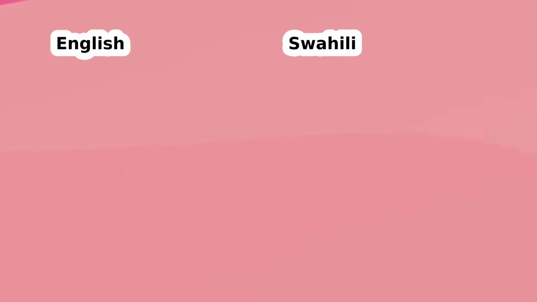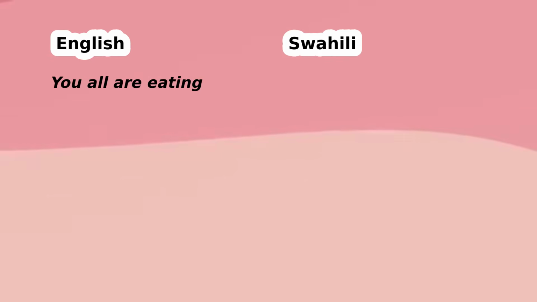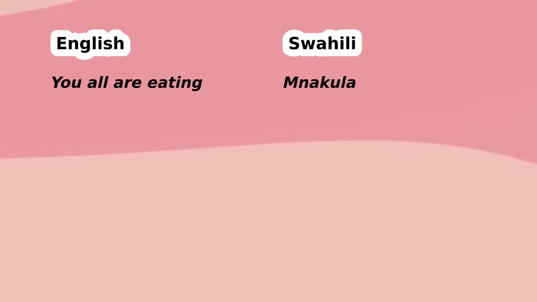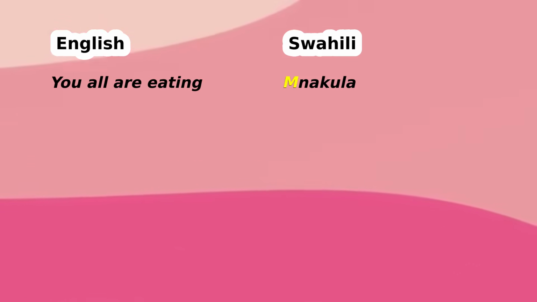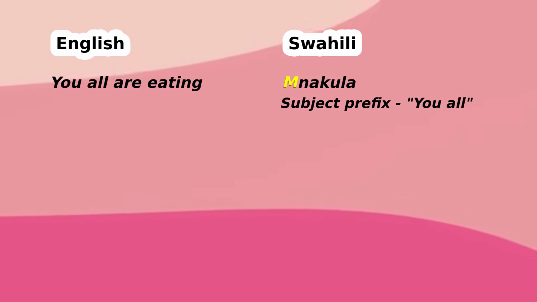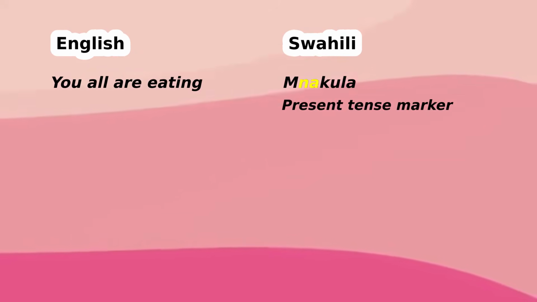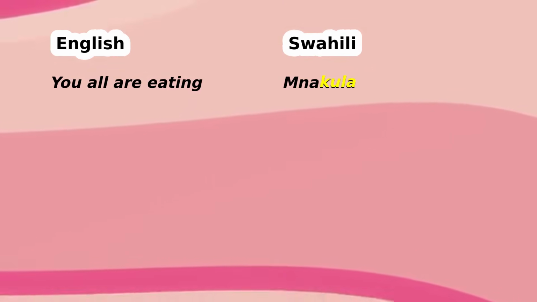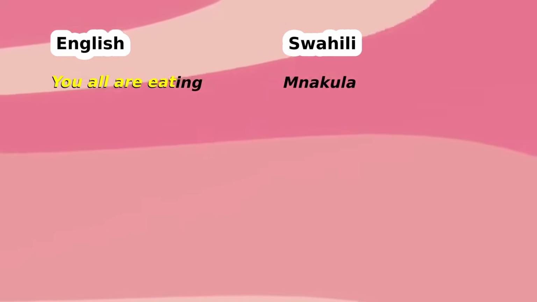So for example, if I want to say you all are eating, in Swahili you'd say mnakula. Repeat after me. Mnakula. Good. So the M is the subject prefix for you all. Na is the tense marker, which is the present tense, and then the verb kula. So mnakula. You all are eating.